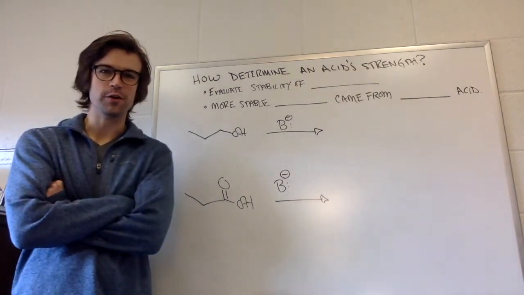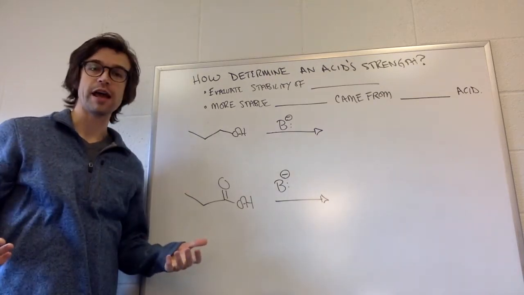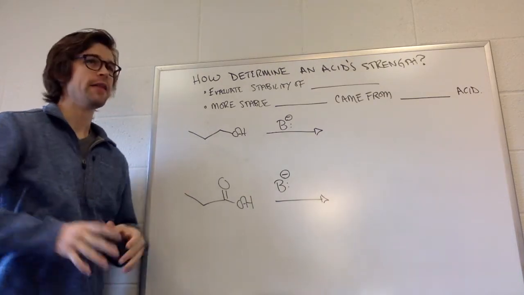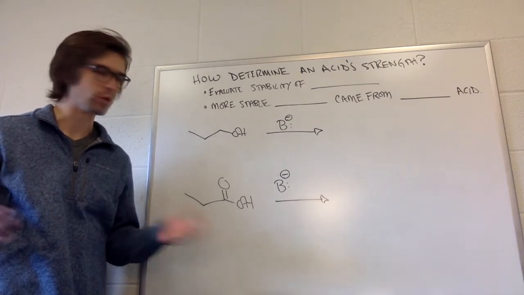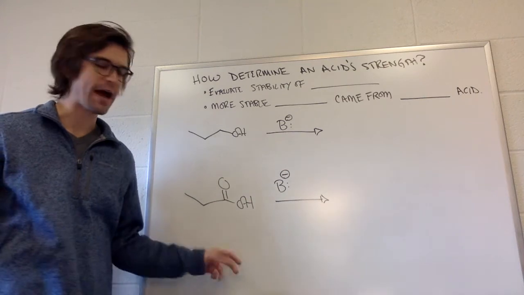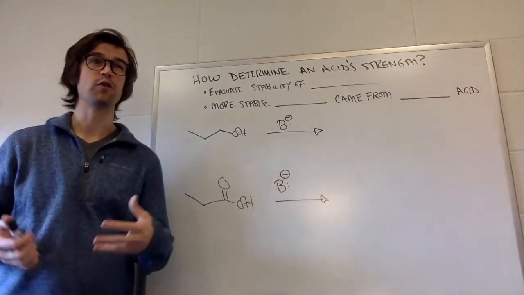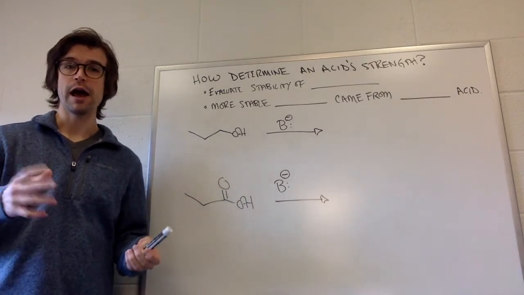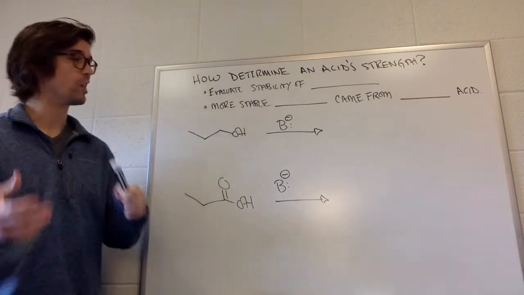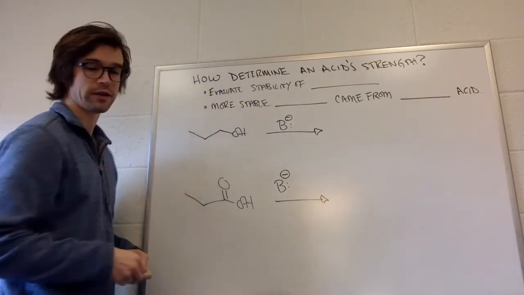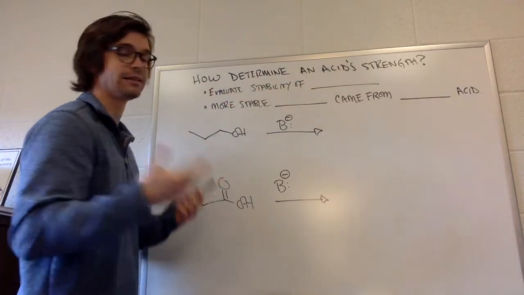All right. We are now talking about carboxylic acids, and that allows us to review a little bit just how acids and bases work in general. How do we know if something's a strong acid? We are able to qualitatively determine how strong an acid is based on the stability of its conjugate base.